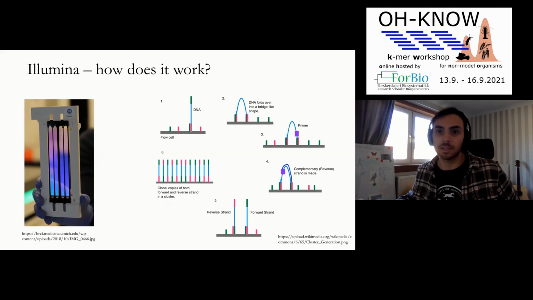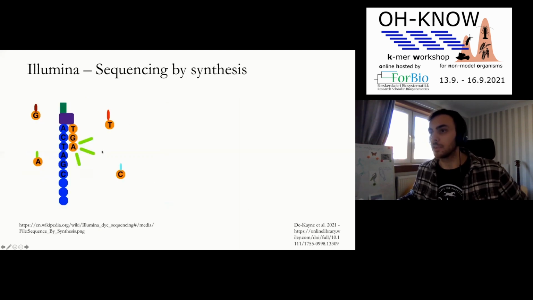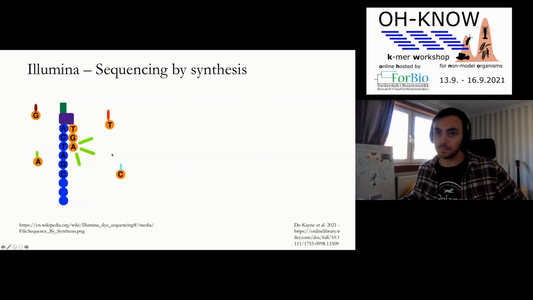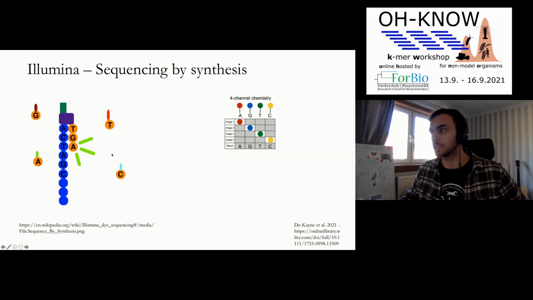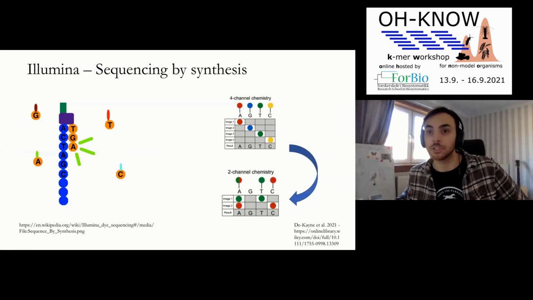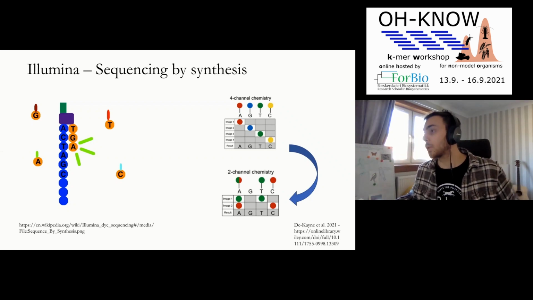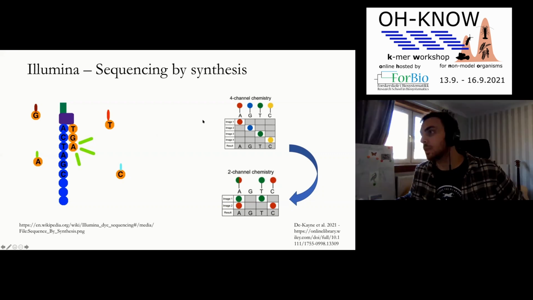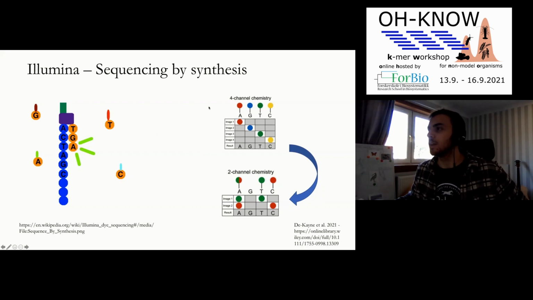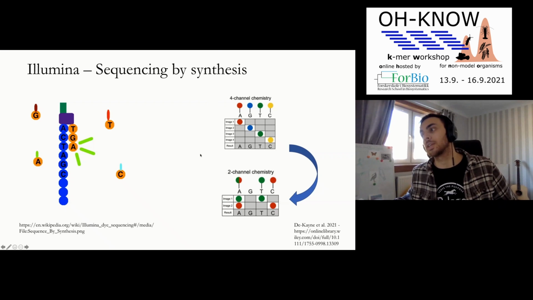Then the machine uses, again, this fluorescing approach where you attach nucleotides that have different fluorophores. The machine captures what nucleotide you've actually put in there per cycle based on the illuminated flash. One of the things which Illumina has done recently, which we can get into another time, is they've changed from a 4-channel chemistry to a 2-channel chemistry.